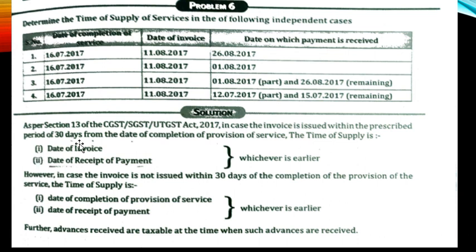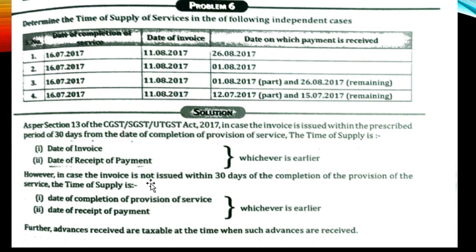So, the solution states: as per section 13 of the CGST and SGST Act 2017, in case the invoice is issued within the prescribed period of 30 days from the date of completion of provision of services, the time of supply is the date of invoice or date of receipt of payment, whichever is earlier. However, in case the invoice is not issued within 30 days of completion of the provision of services, the time of supply is the date of completion of provision of services or date of receipt of payment, whichever is earlier.